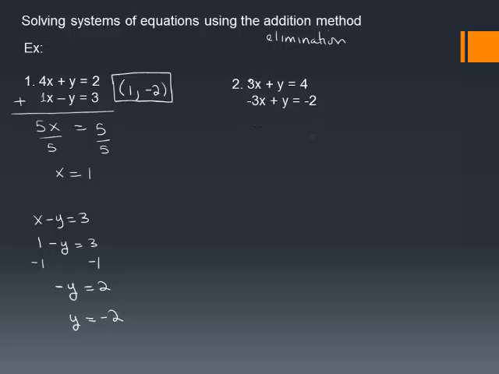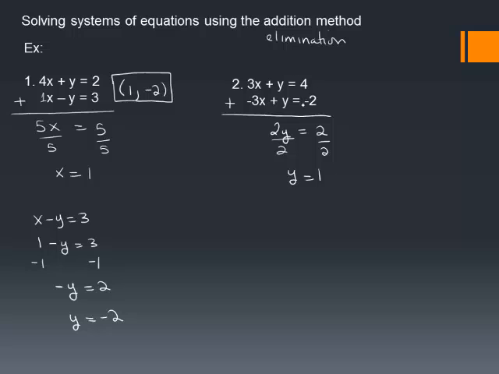Looking at another example, I have 3x and negative 3x. I have y and y. Now I can cancel the 3x's out because one's positive and one's negative. So when I add these together, I'll have no x's. Y and y is 2y. 4 minus 2 is 2. Divide both sides by 2, and y will equal 1.